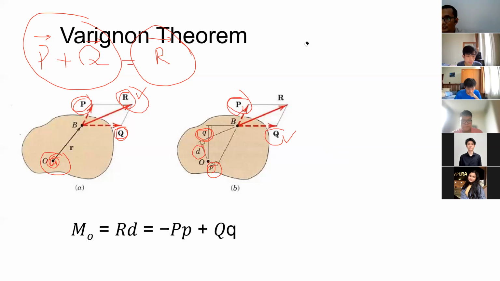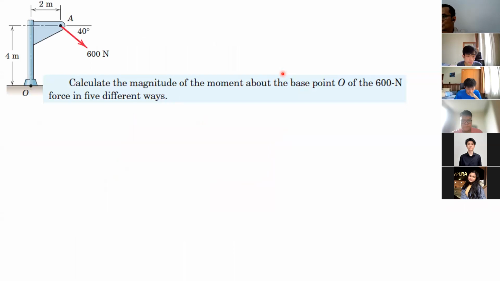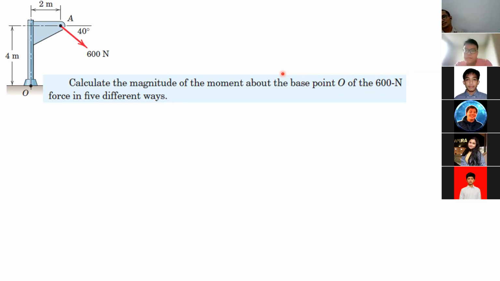Okay. In order to make it clearer, I think I will try to use exactly the same problem, but we will try to solve this using Varignon's theorem. Okay, San, because you are the one who gave this idea, would you mind helping me to divide the 600 Newton vector into its components?